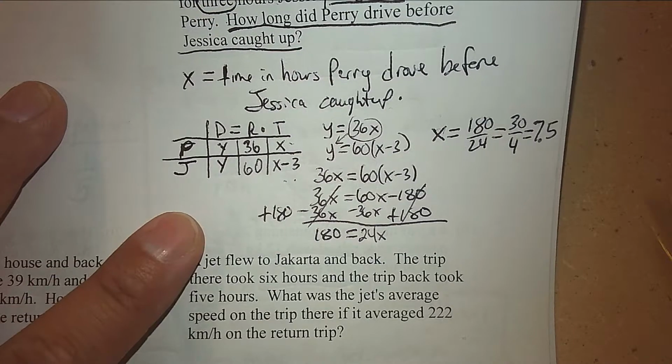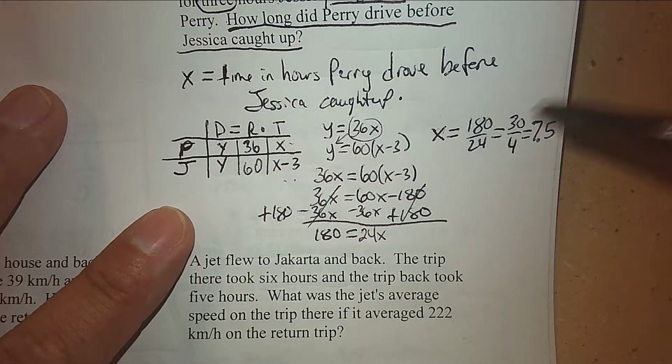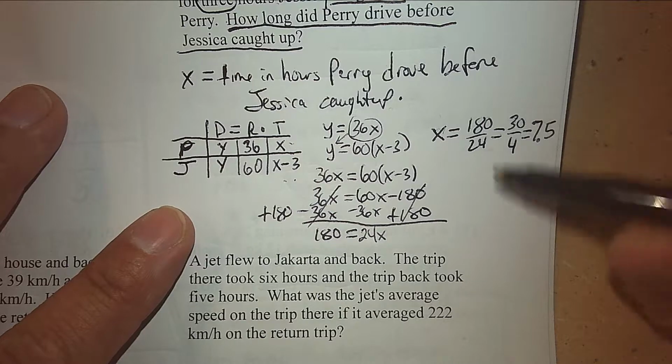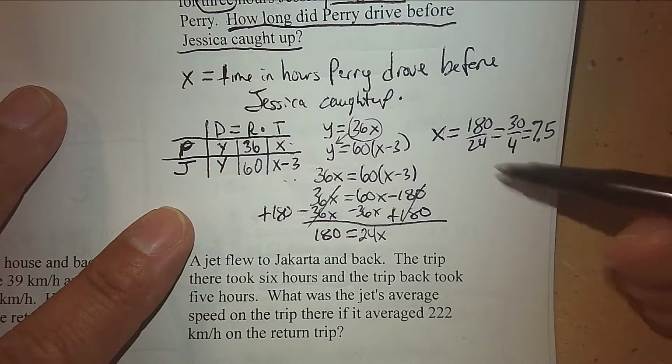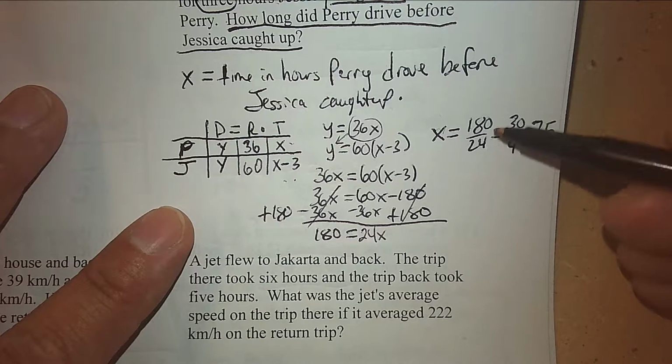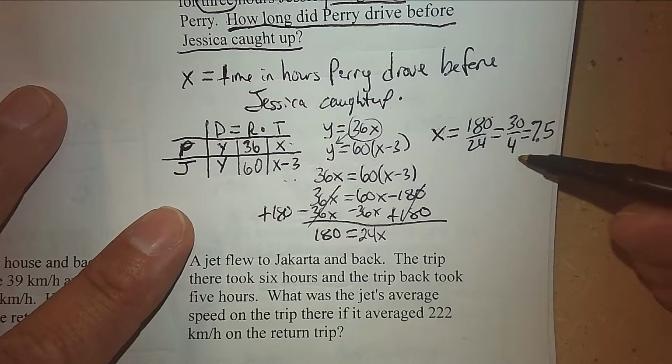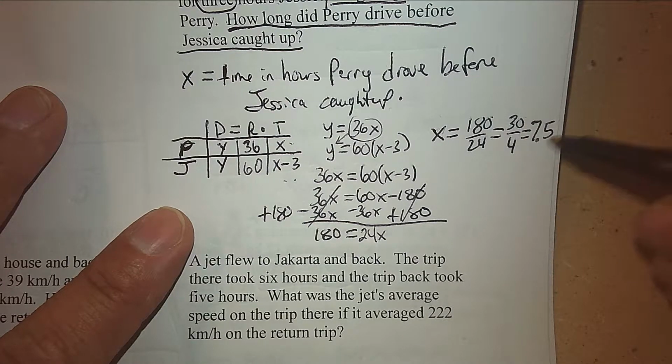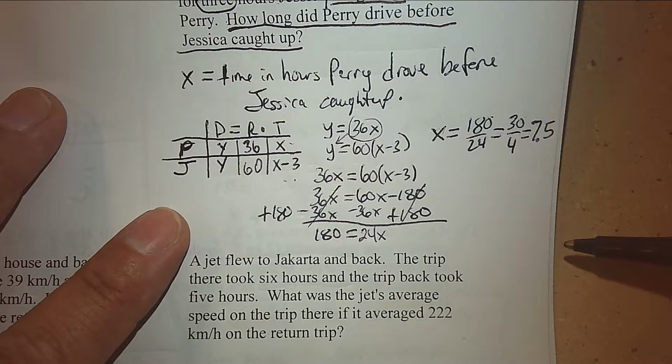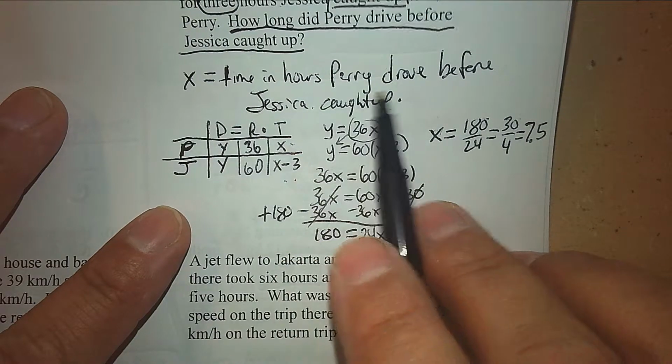So do you know what I did first? Because I didn't have a calculator. What's the number I thought of first that went into both evenly that was easy to work with? Was 6. So 6 goes into both. And then 4 goes into 30. How many times? 7. With 2 over 4 left over. So that's 7.5. So what is the time in hours Perry drove before?